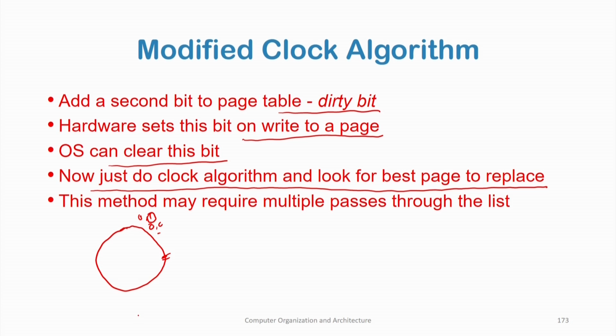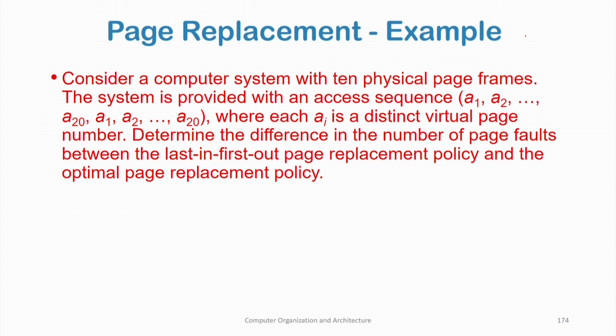you try to find a page which is 1 0. So you go on making multiple passes in the order of preference, setting one bit to 0 at that time, and hence you may require multiple passes through the list to get the desired page for replacement. Now before proceeding, we will take a small example.